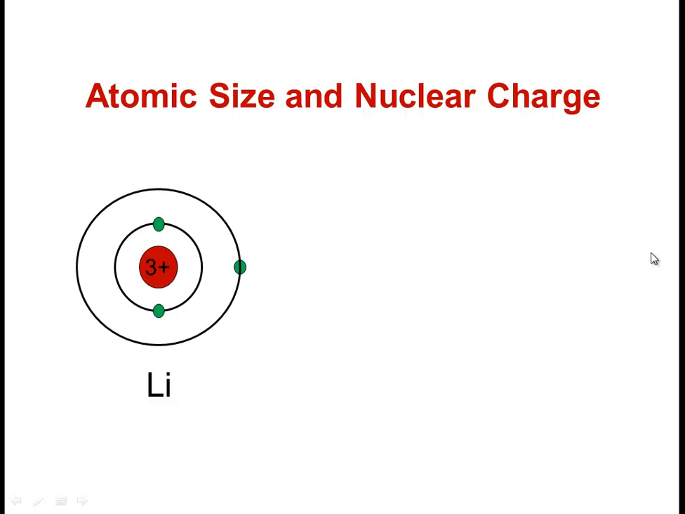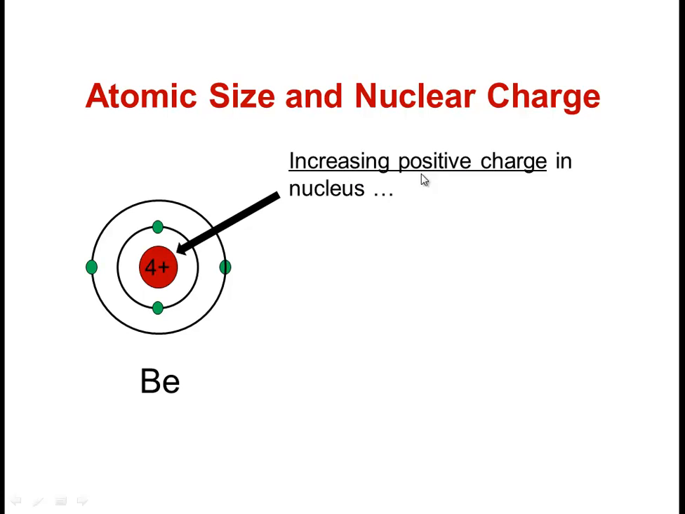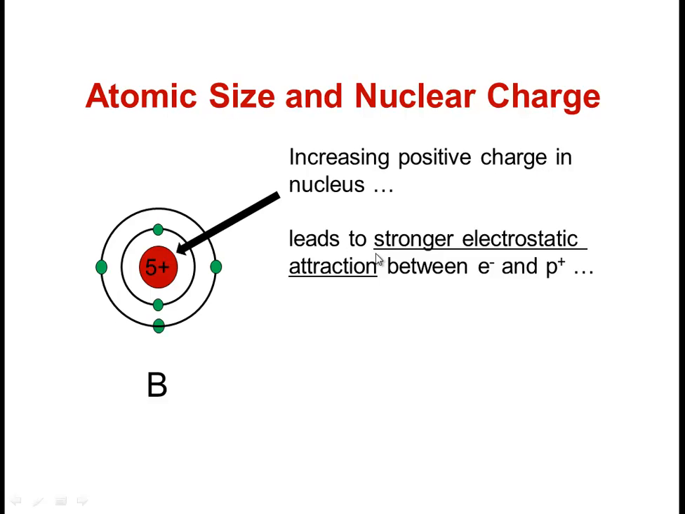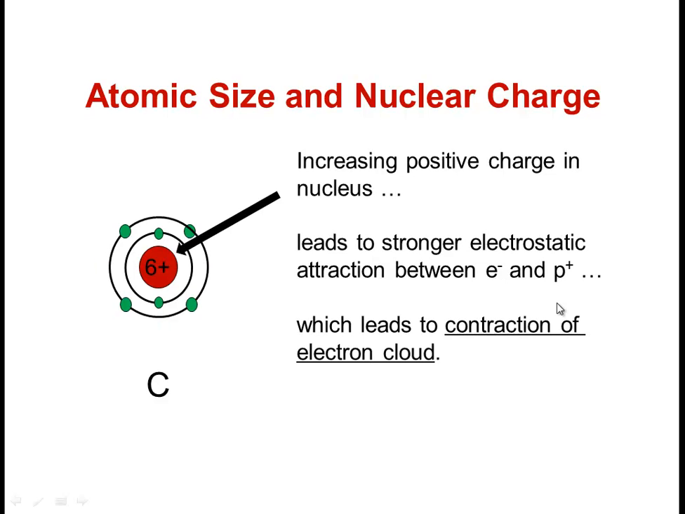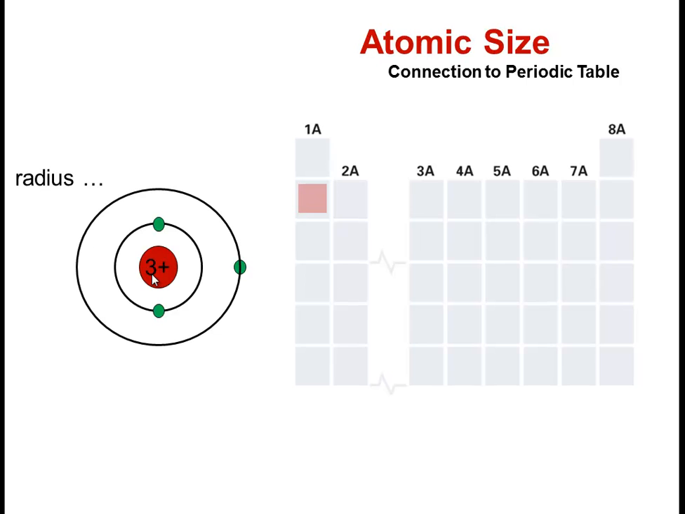Okay, so here I'm just going to go through the same sequence, and I'm just going to put a little text up here just to summarize what's going on. So increasing positive charge in the nucleus leads to stronger electrostatic attraction between the electrons and the protons as we go toward the right of the periodic table, and that leads to contraction of the electron cloud, right? Because you've got more positive charge in there. It's kind of like having a stronger magnet, and it's pulling the electrons in more strongly, and it makes the atomic radius contract.